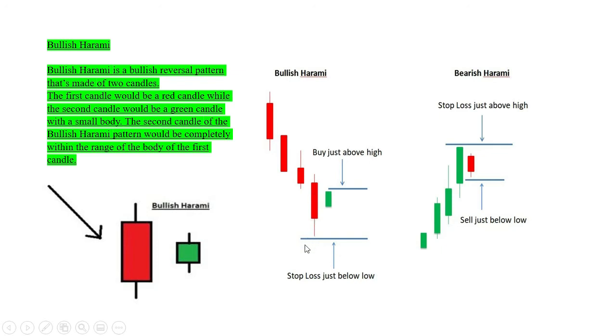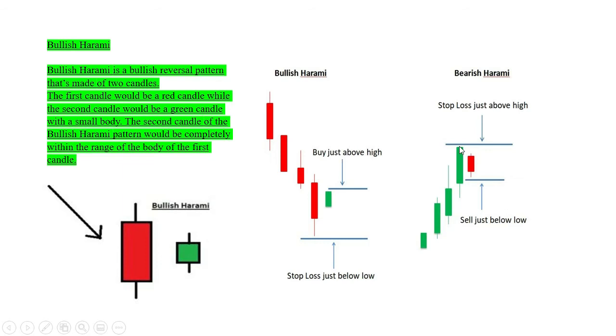We found support. Now we have that long red candle, this small green candle that forms in the center of the body of the red candle. And if we would like to take this trade, we would buy just above the high when the next candle is forming. Then we'd set a stop loss just below the low. So in case we do get faked out, it's okay because we anticipated that anything can happen in the market. And the bearish Harami is just the inverse of the bullish Harami that occurs after an uptrend at the peak.